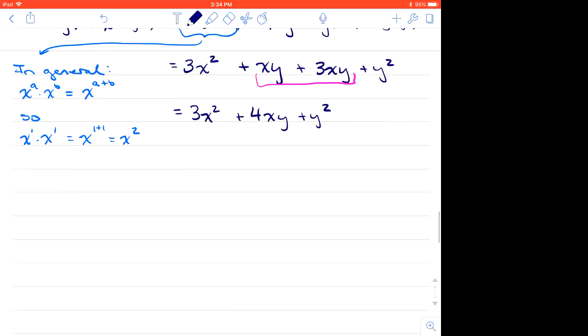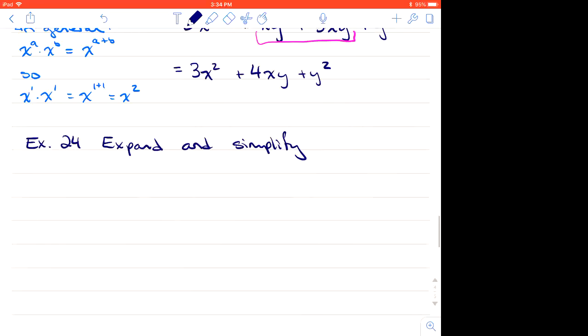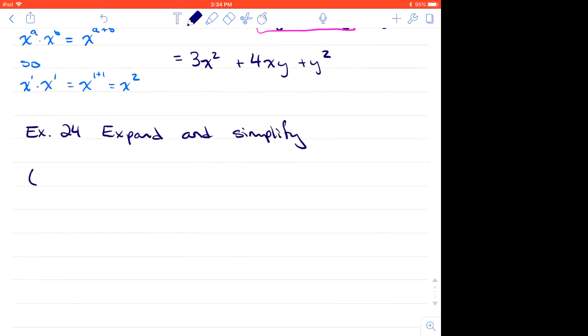Okay. Let's do another one. Example 24. Expand and simplify. Take it up a notch. (x minus 2) times (2x squared minus 3x minus 4). Give that a whirl for just a minute, then we'll go through it together.